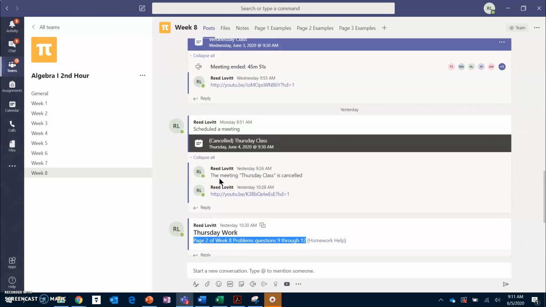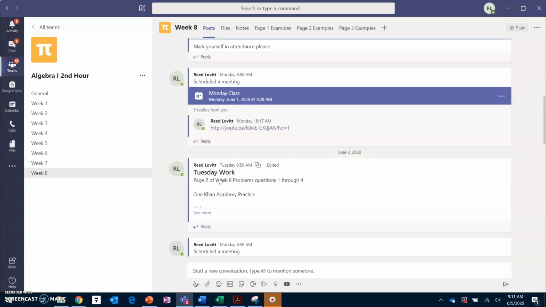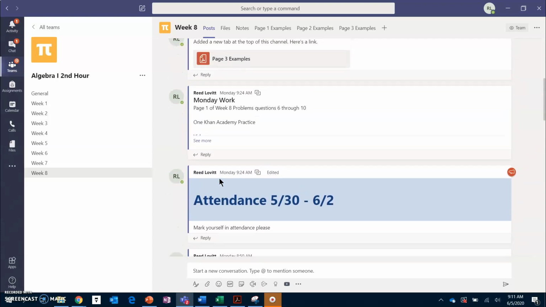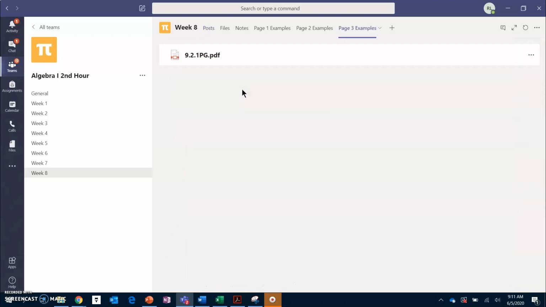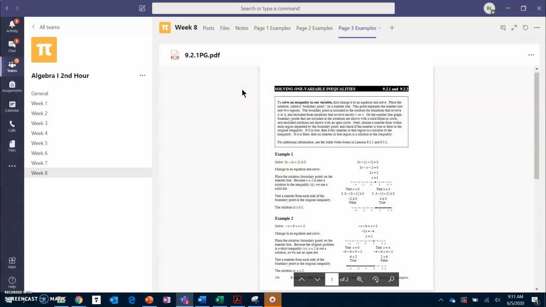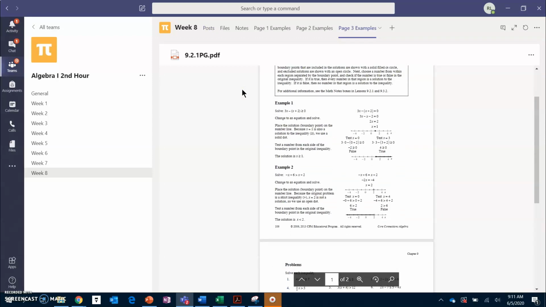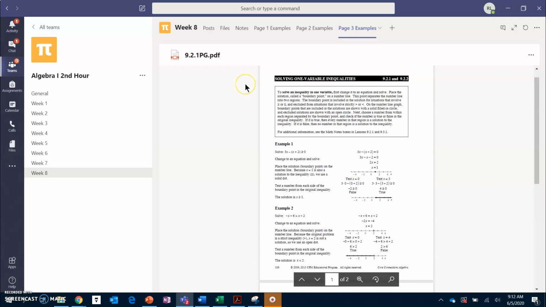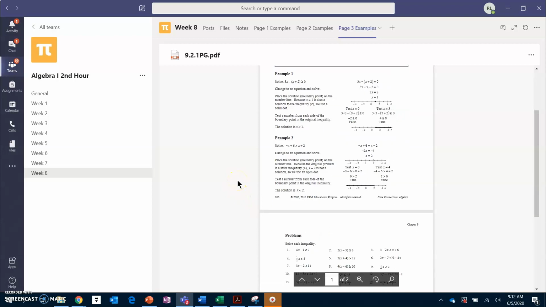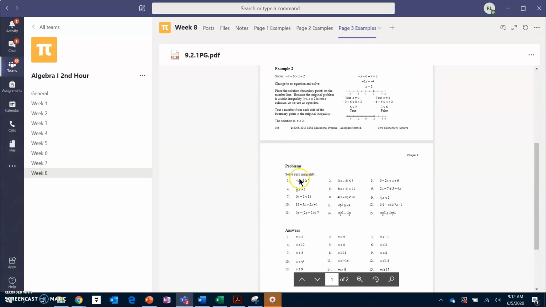We can also scroll up to where it says page 3 examples, and read through these examples to get a preview of what we're going to be working on. We're solving one variable inequalities. They have the examples here and here, and from the problems, we're just doing 1 through 5 today.